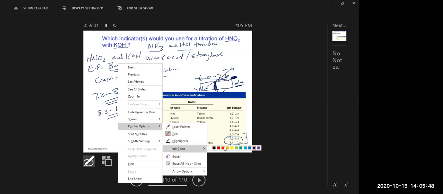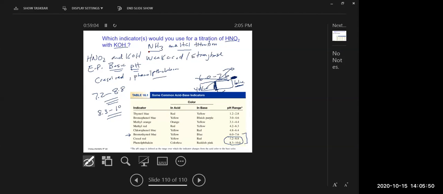Now, I added the other one, which is our NH3 and HCl titration. This is a weak base and a strong acid, which means when we reach the equivalence point, like we talked about in this type of titration, we again should have a salt that's formed. But the difference is that salt is going to be acidic. So we would expect our pH to be acidic.